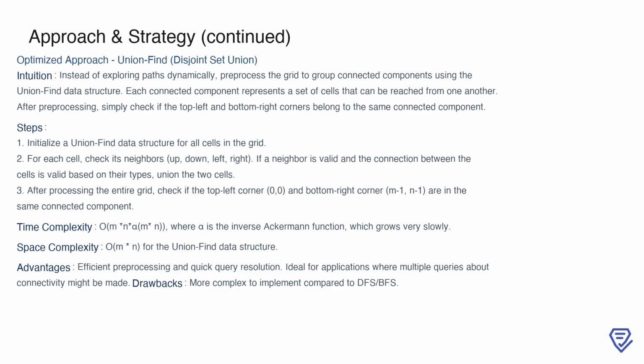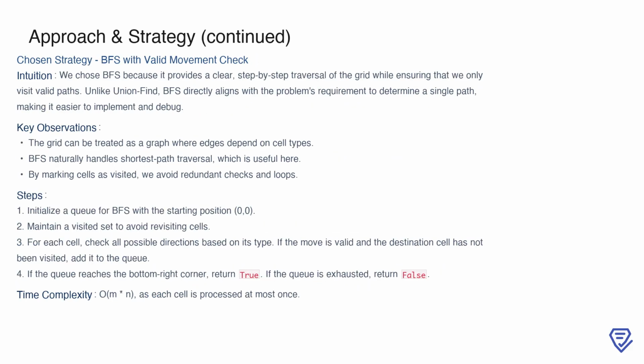The time complexity is O(m*n*alpha), where alpha is the inverse Ackermann function, and the space complexity is O(m*n). While this approach is efficient, especially for scenarios with multiple connectivity queries, it is more complex to implement compared to BFS or DFS. The strategy we ultimately chose is BFS with a valid movement check. BFS provides a systematic way to traverse the grid step by step, ensuring we only follow valid paths. This approach is particularly well suited to this problem because it directly aligns with the goal of determining a single valid path from the top left to the bottom right corner.